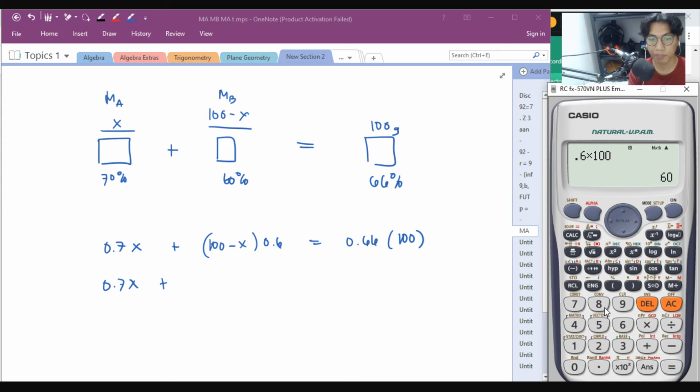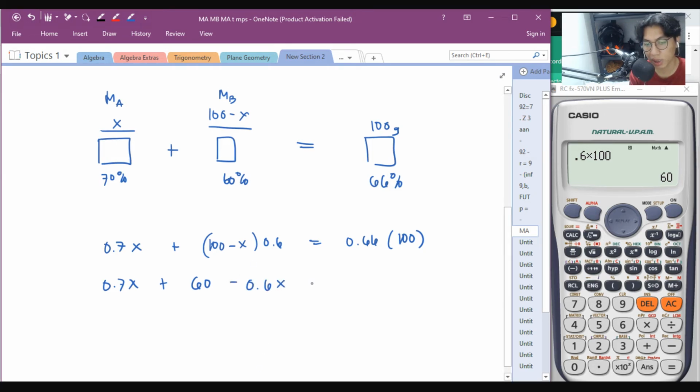$60. Then, minus 0.6x equal to 0.66 times 100. The answer will become 66. Okay, pagsamahin natin yung merong x. So, 0.7 minus 0.6, that is 0.1x equal to 66 minus 60.